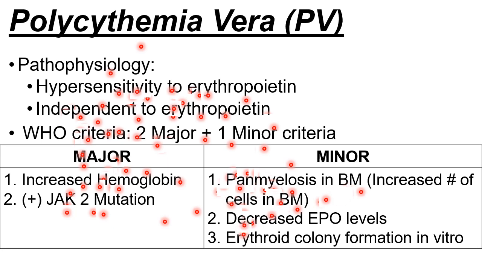And then, decreased EPO levels. EPO is erythropoietin. Or, meron siyang erythroid colony formation in vitro. So, ibig sabihin, kahit nasa labas ng katawan, no, walang erythropoietin in the test tube, meron pa rin production or ongoing RBC production.